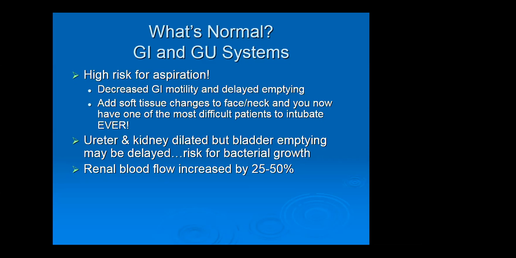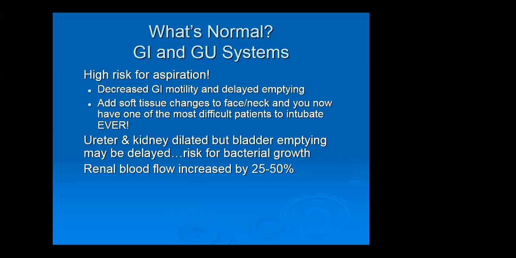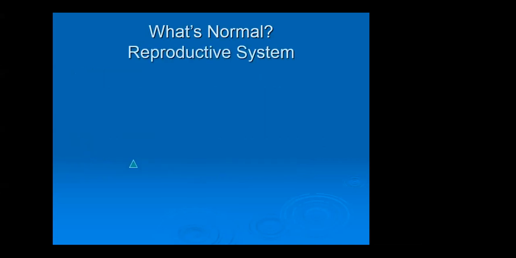The ureter and kidney end up dilating, but bladder emptying may be delayed, which increases a risk for bacterial growth, and thus from that, an infection. Renal blood flow is going to increase anywhere from, as you see there, 25 to 50%.